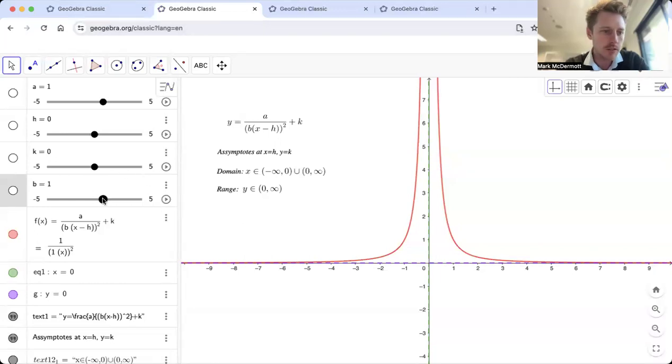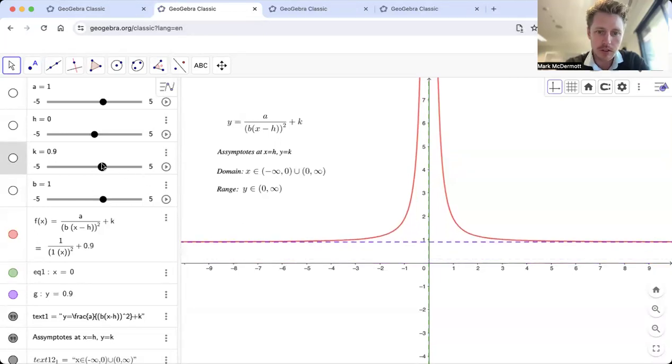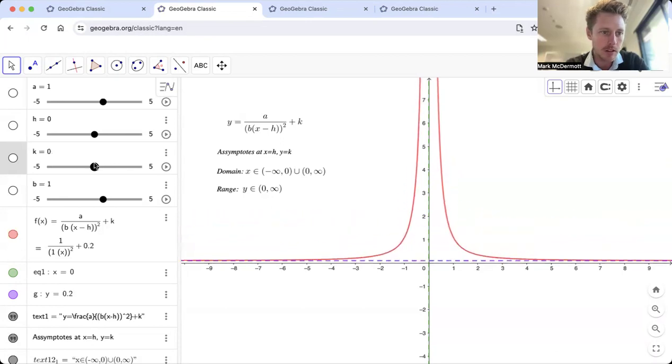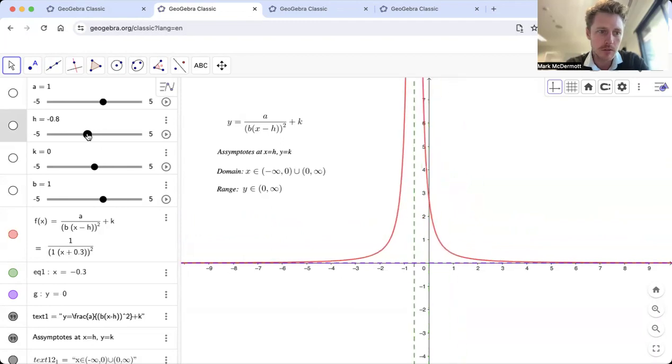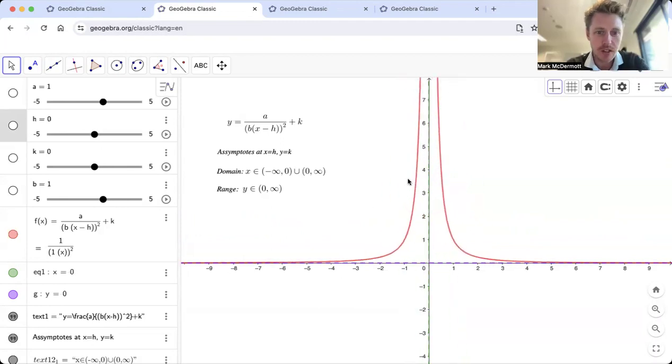Okay, so kind of forgot where I got up to, but that's okay. So if I do K, that moves it up. You get the idea, hopefully. If I change H, that moves it to the right or left. And having information about H and K can tell you your range and your domain very easily.